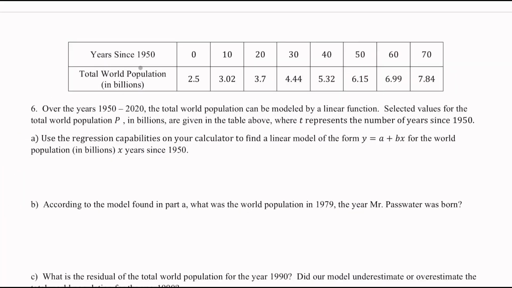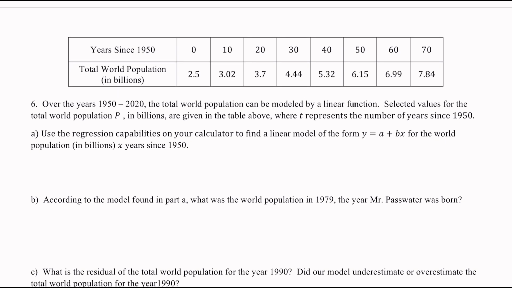now here we have a table over the years 1950 to 2020. The total world population can be modeled by a linear function. Selected values for the world population P in billions are given in the table above, where T represents the number of years since 1950. So looks like the X value is T, and the Y values is the world population. So P of T. And you don't have to write this, but I think it helps when you're writing the equation.